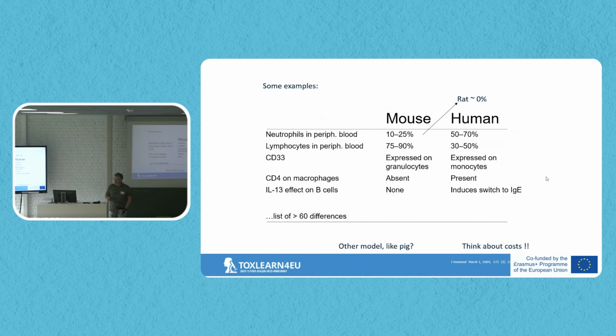So there is overlap, but if there are important differences that you want to take into account, I think it's important to look for other models. For instance, pig. We used piglets in one of our studies, but that is of course much more difficult. These animals are bigger, and therefore there are much more costs and much more work involved. So a good model is not always the best model, and the best model is not always good to use.